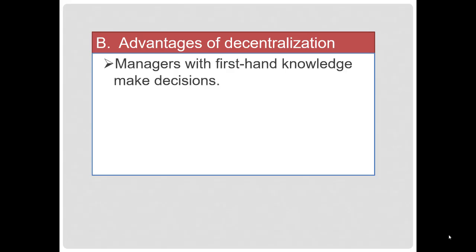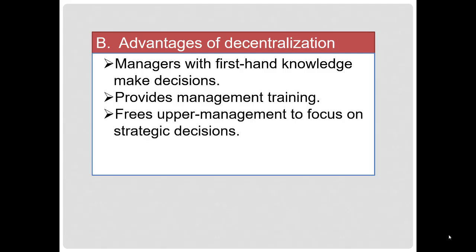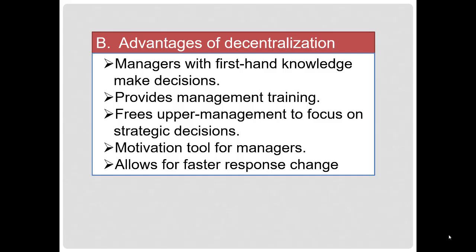There are distinct advantages of decentralization. Managers with first-hand knowledge of the day-to-day operations will be making the decisions, so they have more knowledge. It provides management training. It does free upper management up to focus on those strategic decisions. And it's a motivation tool for managers. And finally, it allows for faster response to change.